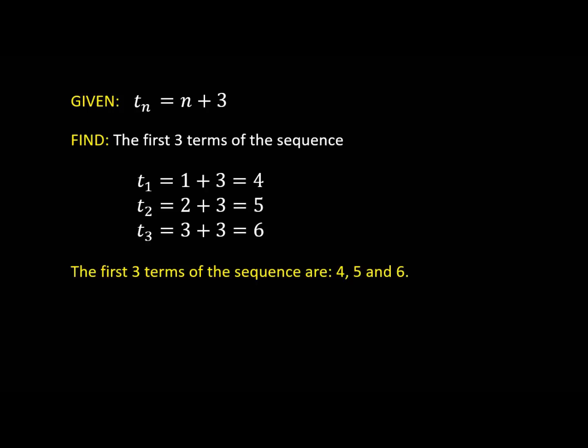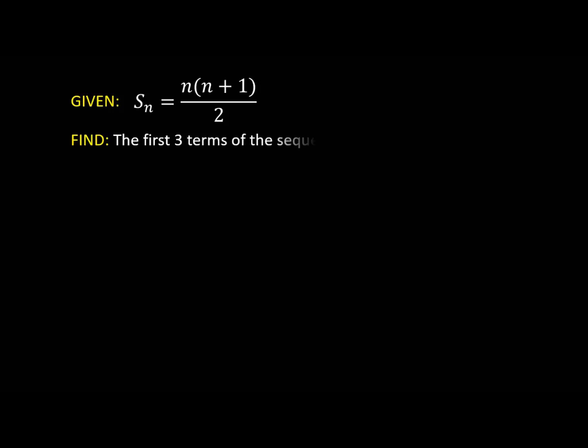Now for the next question, we're going to try something a little bit harder, but not much. It's still pretty simple. So let's take a look. In this problem, we are given the sum of n terms is equal to n into n plus 1 upon 2. Last time we were given the nth term. This time we are given the sum of the first n terms. And we are asked to find again the first three terms of the sequence.